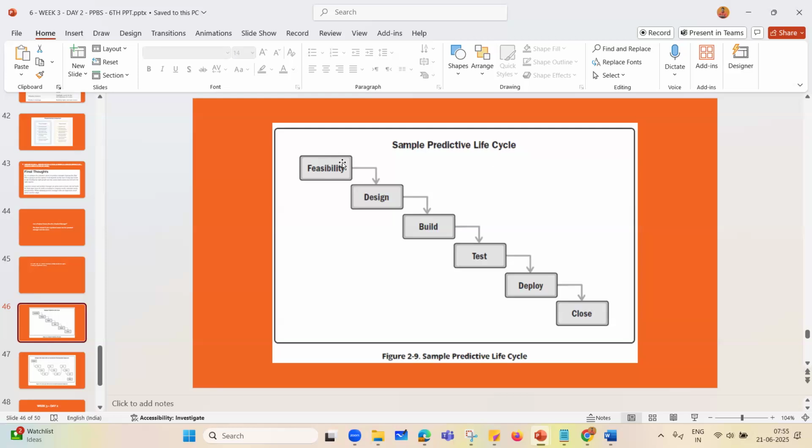This is the sample one. It says predictive lifecycle. It means in general, what you can predict when it comes to software delivery, starting from checking the feasibility, then they get into the design, then they start building, meaning coding, then it gets tested, then they deploy to the customer, and then they go for the closure. We will get to see how the waterfall model, in fact this is the representation of the waterfall as well. So waterfall flows in this way.